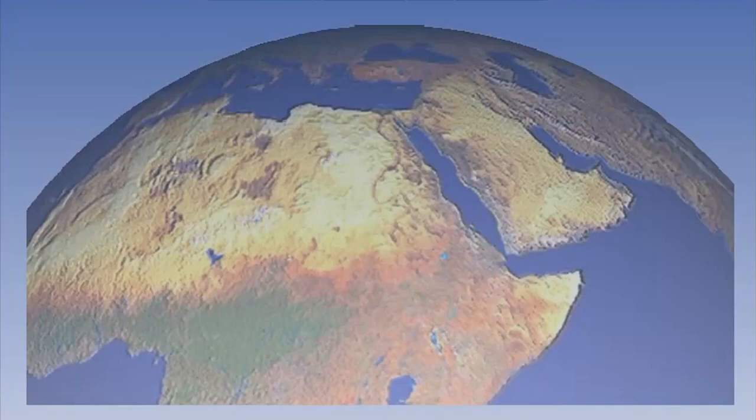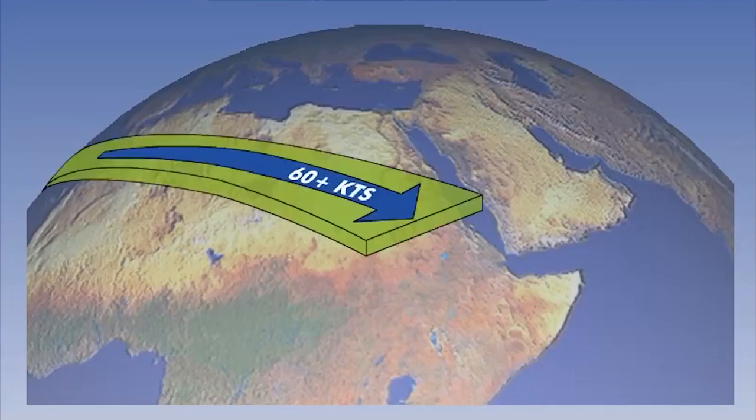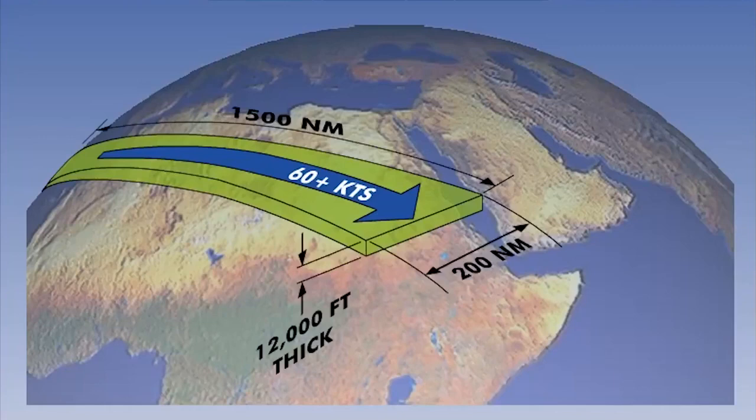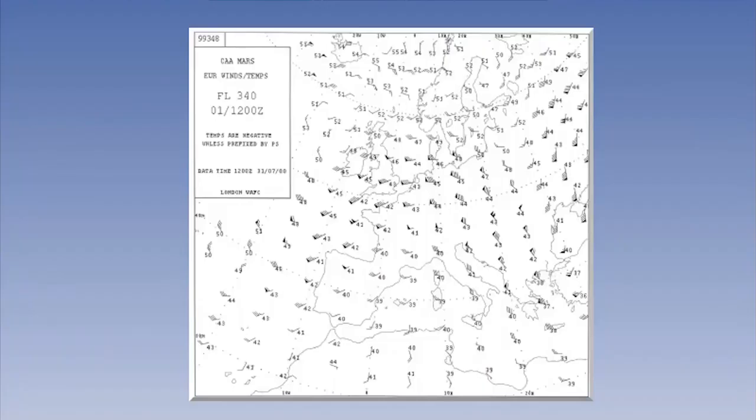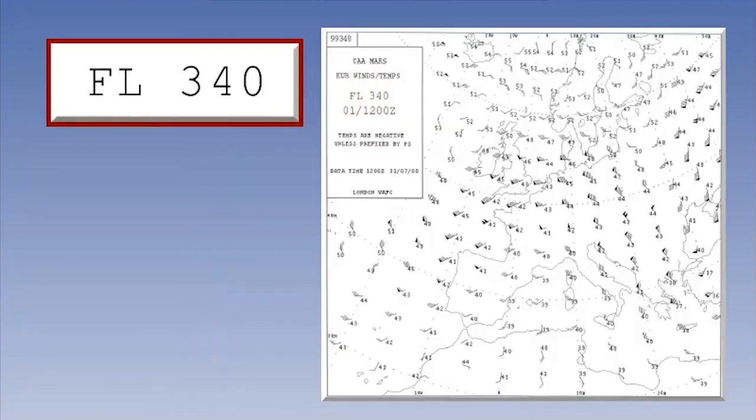In fact, if we look around the Earth and locate areas where cold air and warm air lie adjacent to each other, then we'll most probably find jet streams. Shown here is a typical jet stream, highlighting its approximate dimensions. Shown here is an upper air spot wind and temperature chart for flight level 340, approximately 34,000 feet above mean sea level.